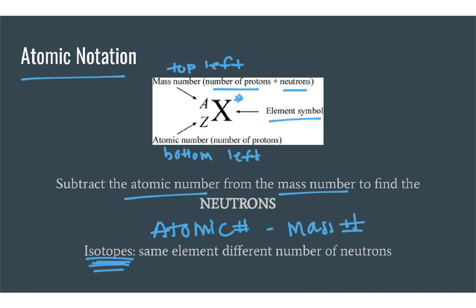And also another refresher, an isotope, this is a big vocabulary word for this unit, is the same element with a different number of neutrons. The atomic number remains the same, and the mass number and number of neutrons are the ones that are changing.